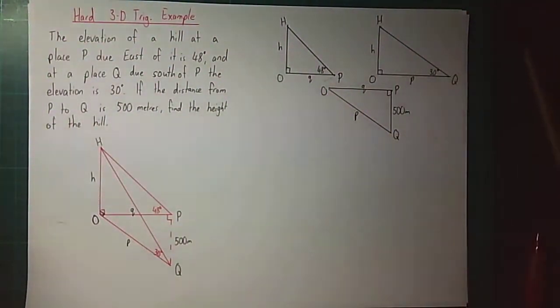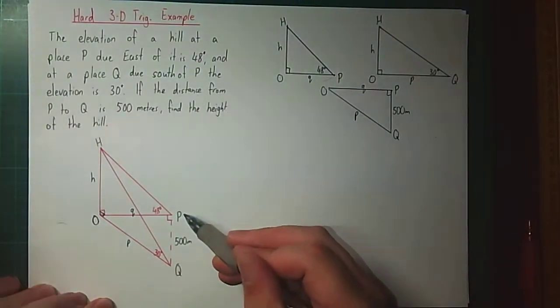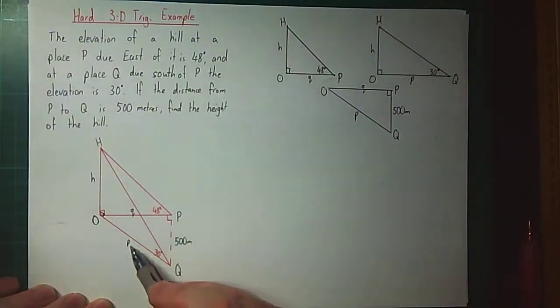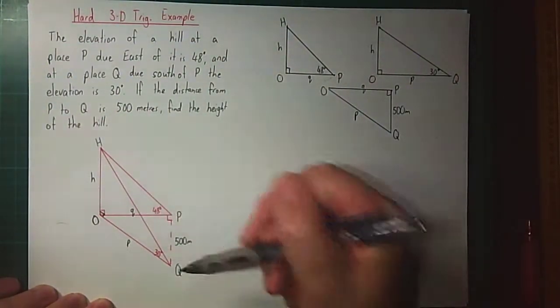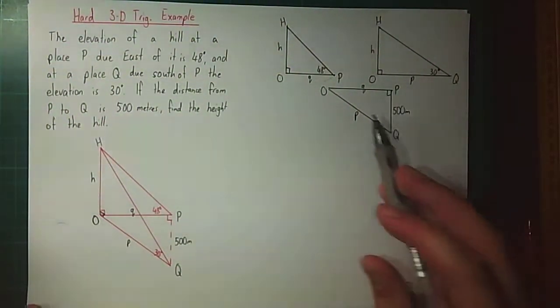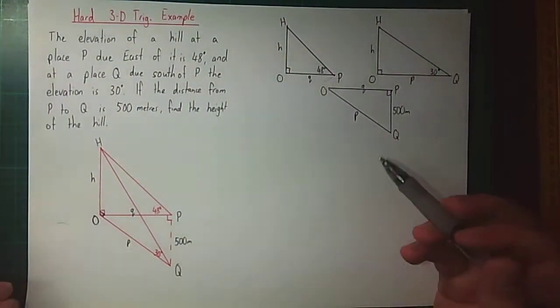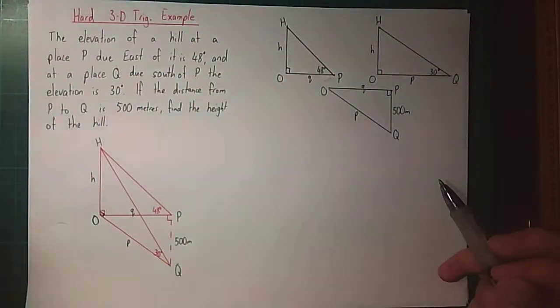The reason I've labeled all these sides in this particular way is that if that's point P, the side opposite that corner or vertex is lowercase p, and that's the same for Q as well. Now we want to find what H is, the height of the hill.